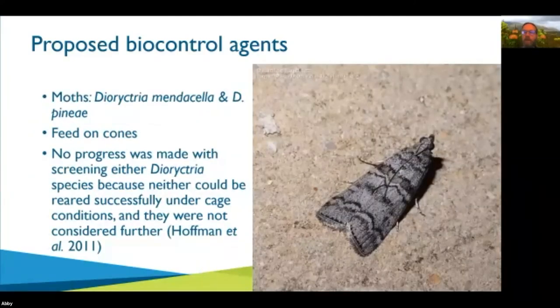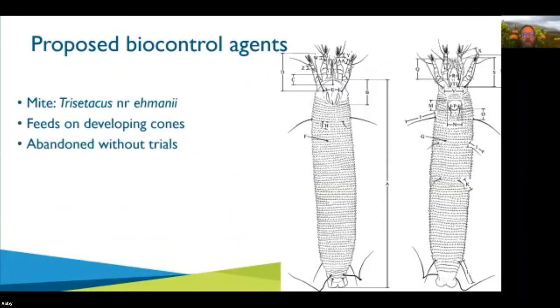Other proposed biocontrol agents include the moths Dioryctria mendacella and Pinea. They too feed on cones, but no progress was made with these two potential agents because they could not be successfully reared in captivity. Another proposed agent is the mite Trisetacus ehmanni, which also depends on developing cones, but this agent was abandoned without trials due to fears that it may not be effective.